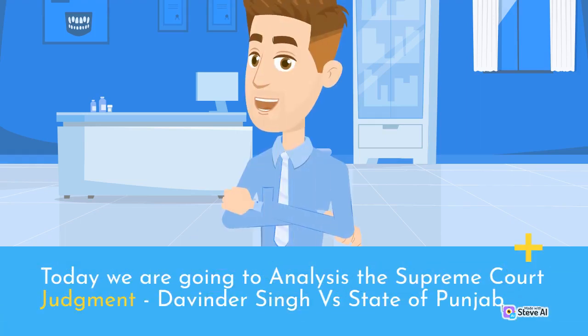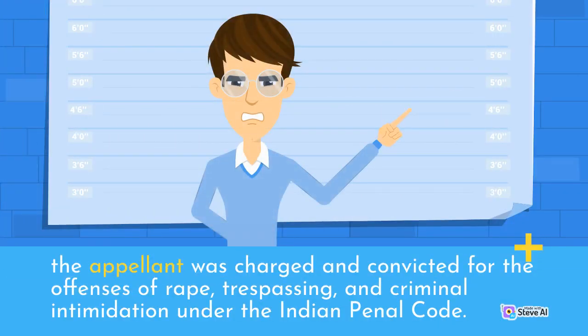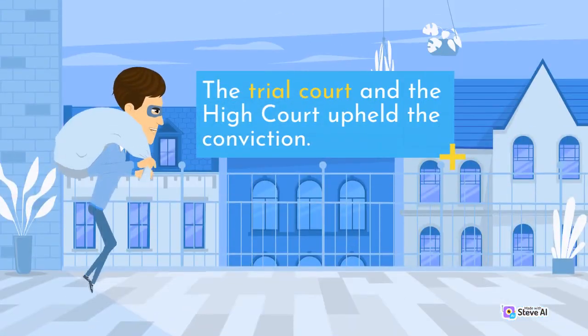Today we are going to analyze the Supreme Court judgment, Davinder Singh vs State of Punjab. The appellant was charged and convicted for the offences of rape, trespassing, and criminal intimidation under the Indian Penal Code. The trial court and the High Court upheld the conviction.